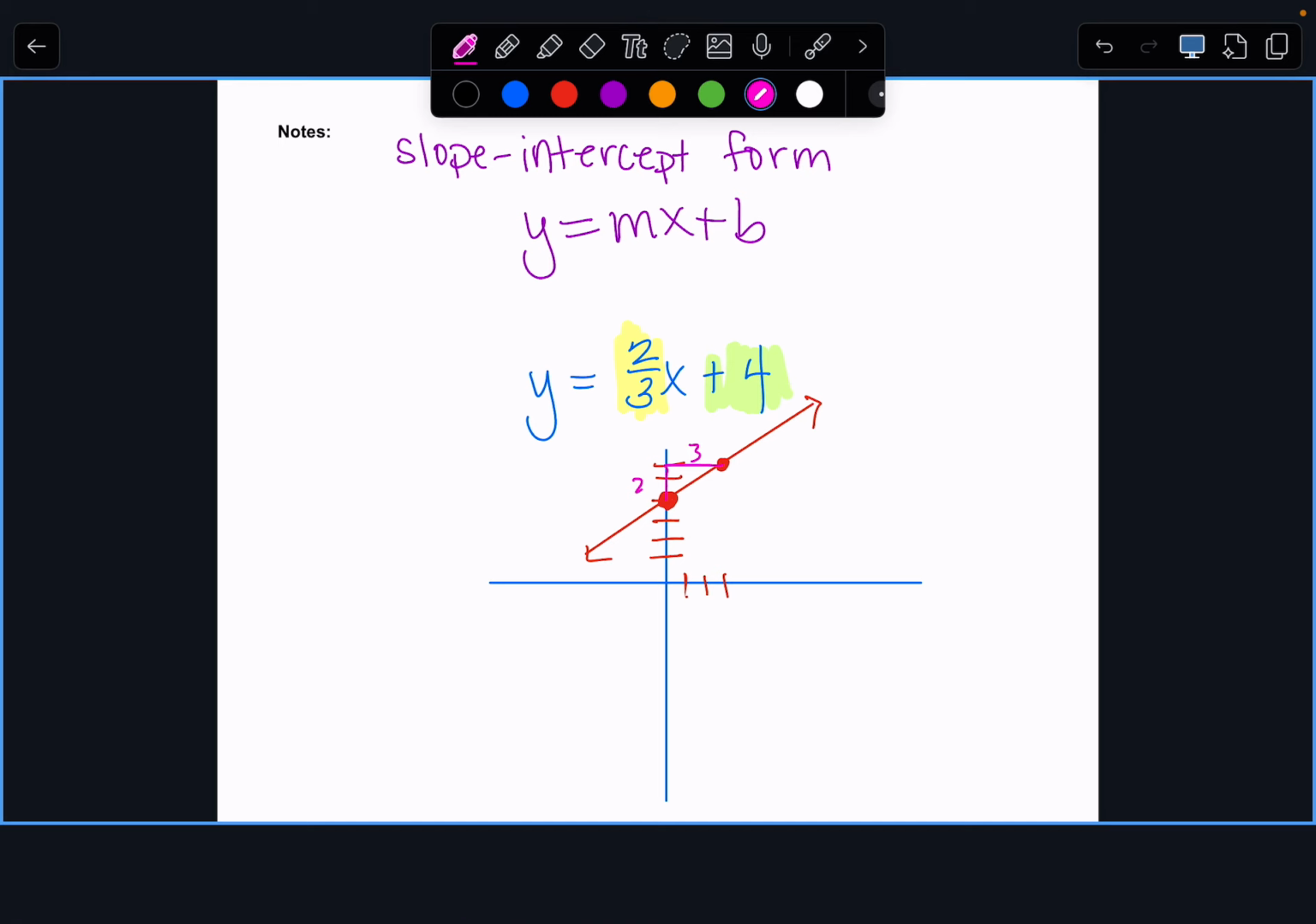Now, what we need to be able to do is go backwards. We need to be able to look at a graph, locate the y-intercept, find what the slope is, and write y equals mx plus b. So I'm going to give you an opportunity first. I want you to look at page 99.